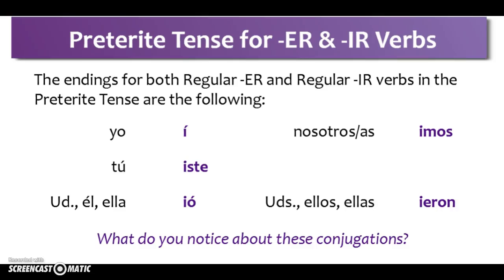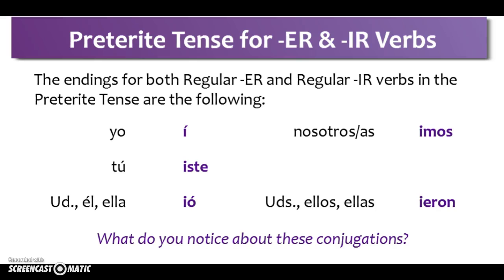Bienvenidos, welcome back. In this lesson we're going to look at the preterite tense for ER and IR verbs, specifically those ER and IR verbs that are regular in their conjugations in the present tense. We're going to look at how they now conjugate in the preterite or past tense. First, let's take a look at the conjugation endings.